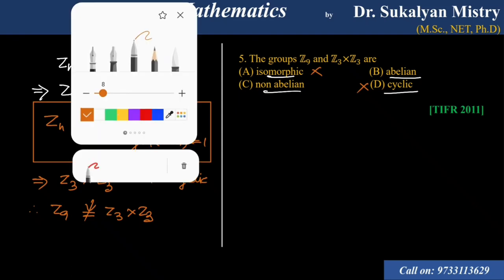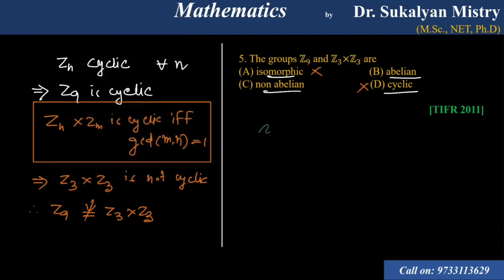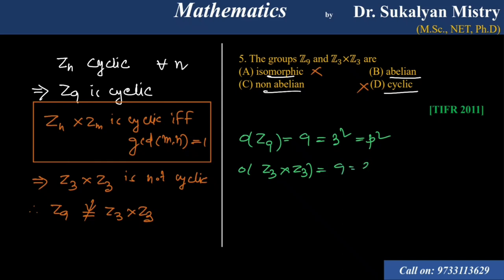So apply this result. Here the order of Z9 is 9, which can be written as 3 square, that is p square. So this must be abelian. Also the order of Z3 cross Z3 is 9, which can be written as 3 square, that is p square. So this is also abelian. So Z9 and Z3 cross Z3 are abelian. So option B is correct.